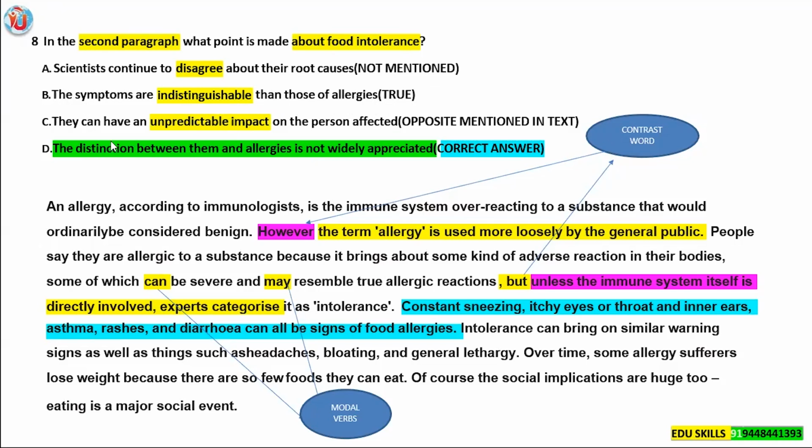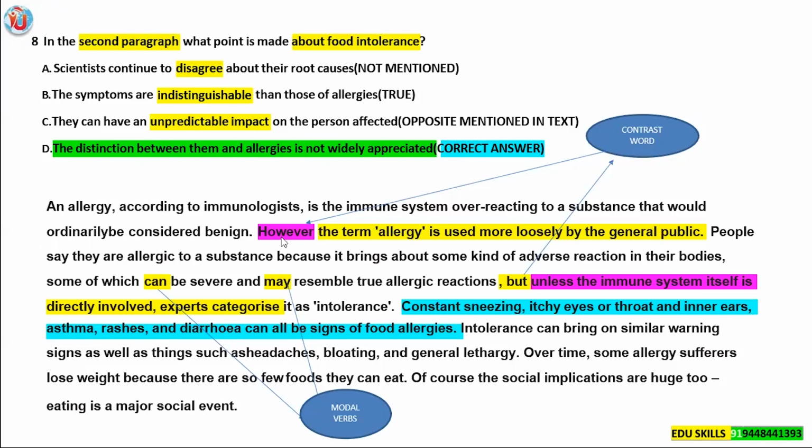Answer option C. They can have an unpredictable impact on the person affected. But the impacts of food allergy and food intolerance are clearly mentioned in the text. So it is not an unpredictable impact. It is the opposite which has been mentioned in the text. So we are eliminating answer option C. Now let's see the analysis.